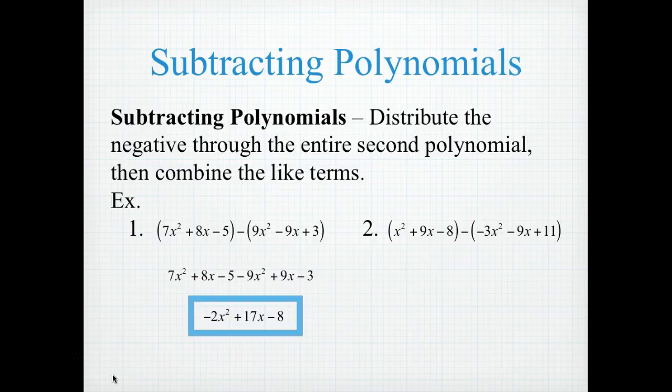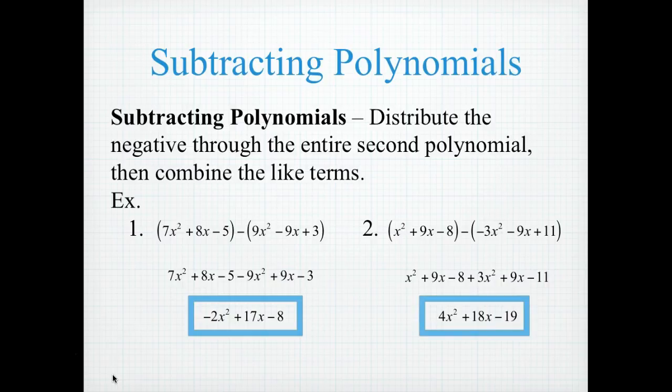Again, in the second example, the same thing. The first three terms stay exactly as they are, but I have to distribute the negative into the second trinomial. So we're going to have 8x to the second plus 9x minus 8, positive 3x to the second, a positive 9x, and a negative 11. Now when I combine my like terms, x to the second and 3x to the second give me 4x to the second. 9x and 9x combine to give us 18x, and negative 8 and negative 11 combine to give us negative 19. So 4x squared plus 18x minus 19 is our answer.